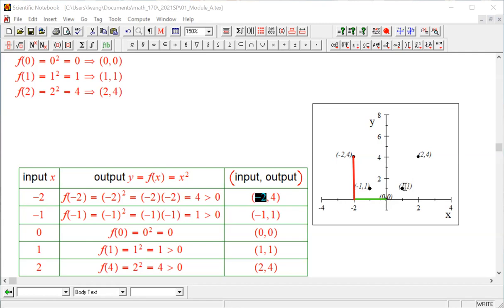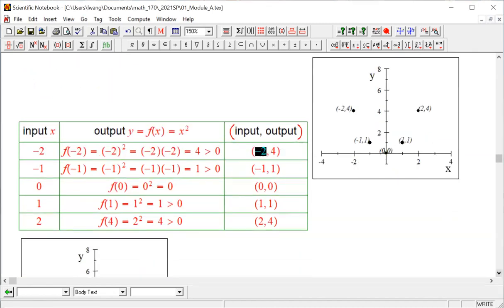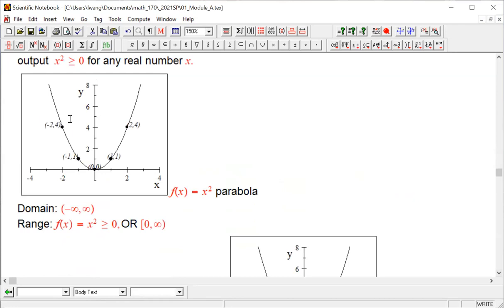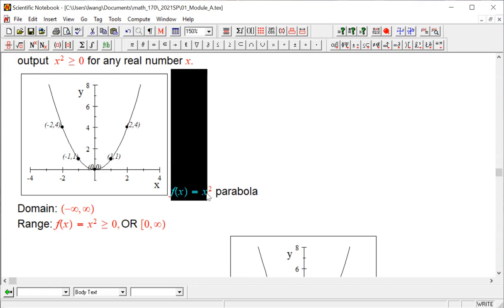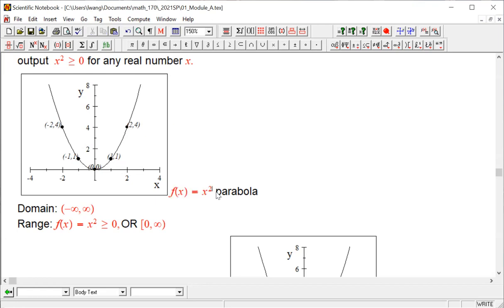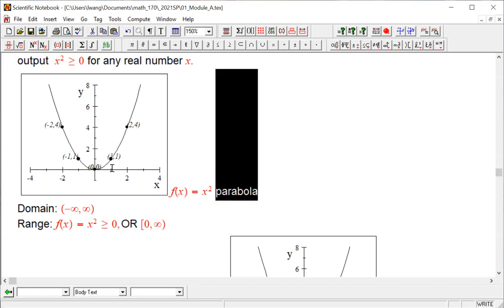And when we connect these dots, guess what happens? Let's connect these dots. When we connect these dots, we're going to get the graph. So this is the graph for f of x equals x squared. It is also called a parabola. And this graph also reflects the domain and range.